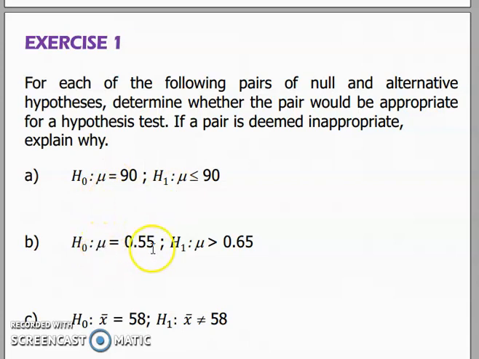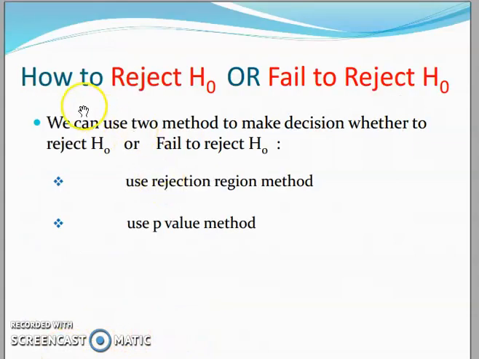For B, mu equals 0.55 and mu larger than 0.65. The value here is not the same, so it's not correct. Here is using a sample statistic x bar, so it should use the population parameter. So how can we reject H null or fail to reject H null? There are two methods to make this decision whether to reject H null or fail to reject H null: by using rejection region or the p-value method.